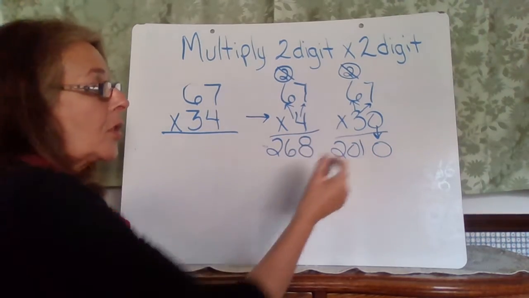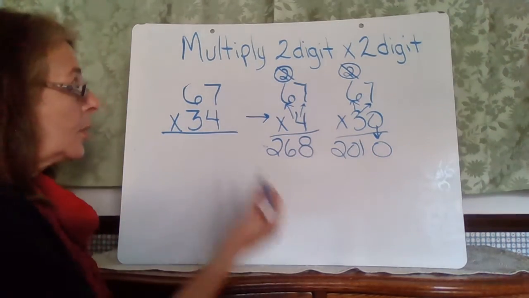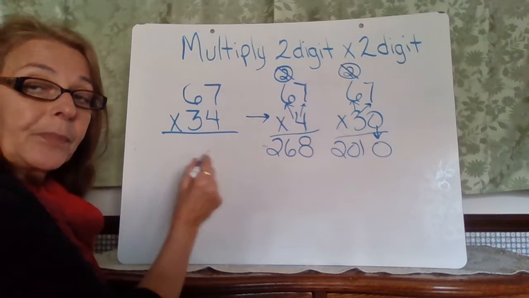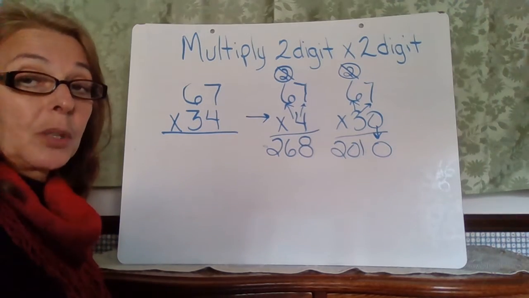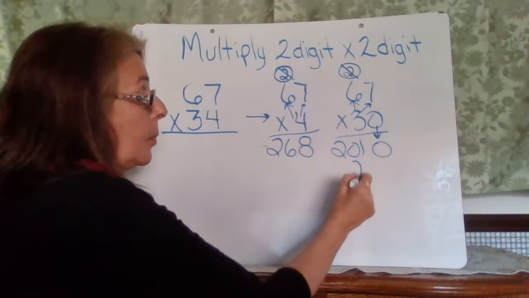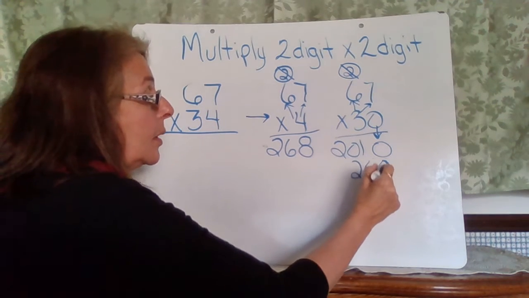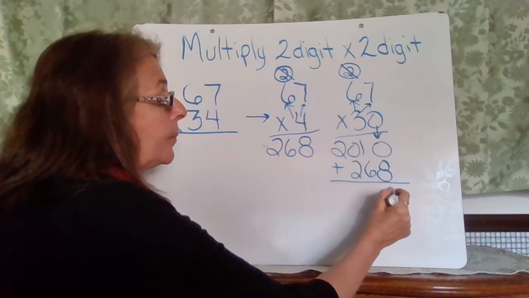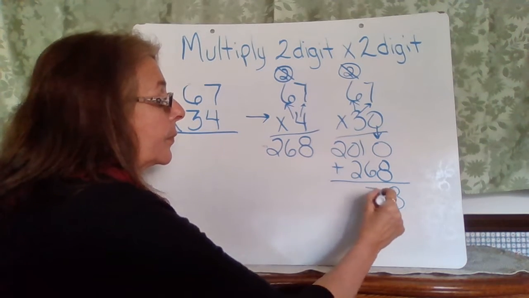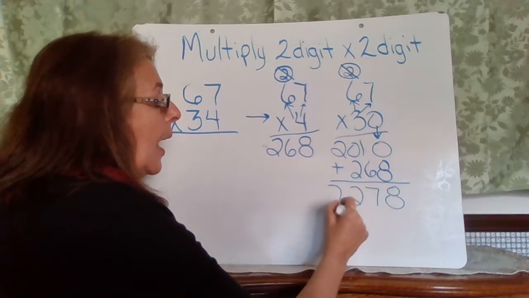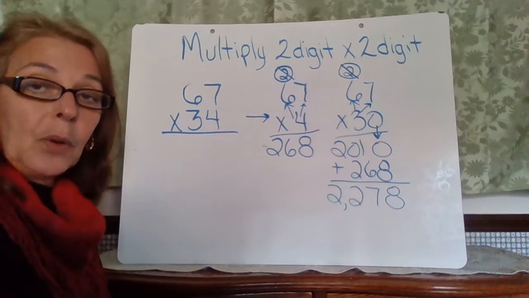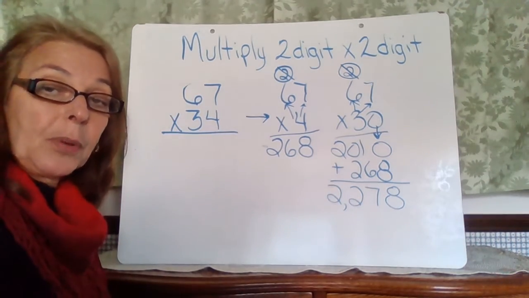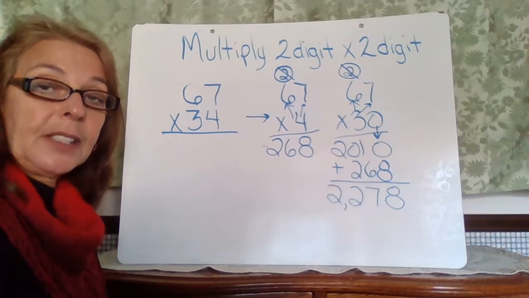Notice I have my 2 partial products. Now, in order to solve the original problem, we add those 2 partial products together. I'm just going to put my 268 under my 2010. I'm going to add them up. And my answer, or my product to my original problem, is 2,278.